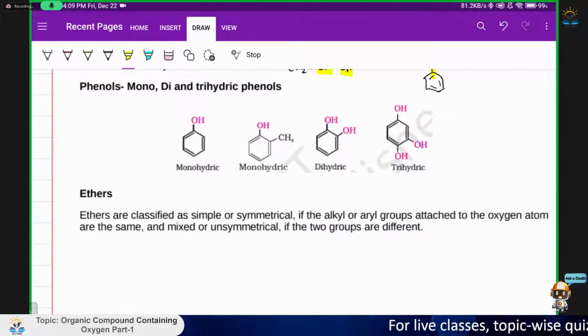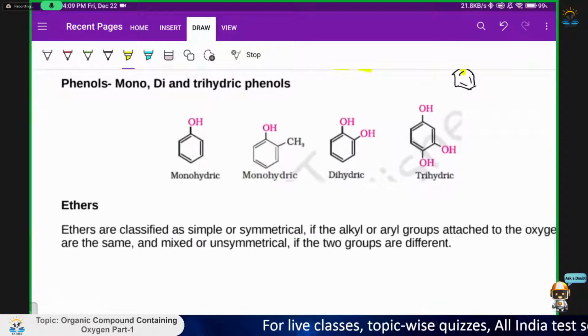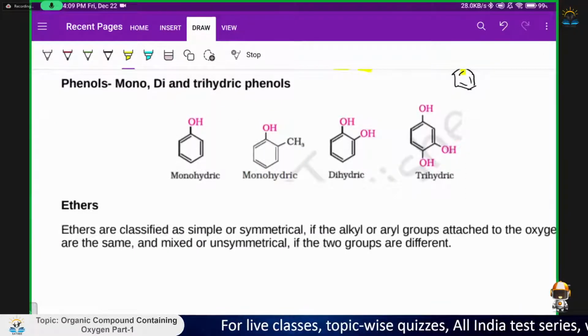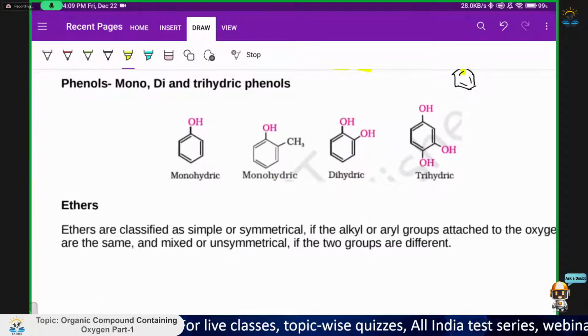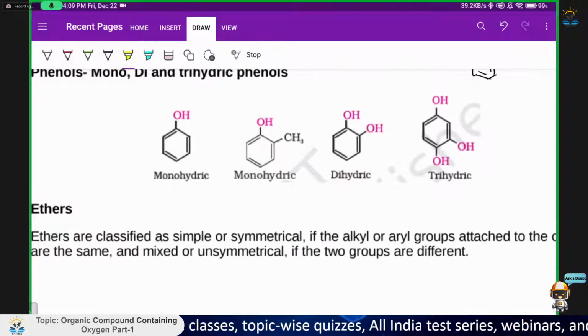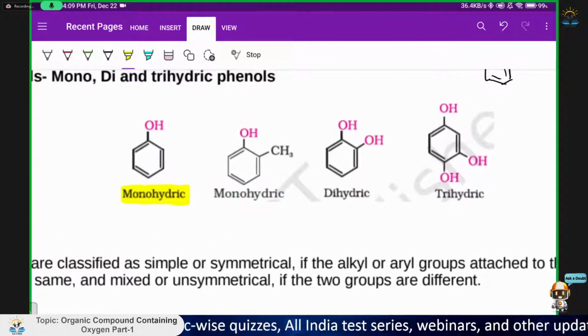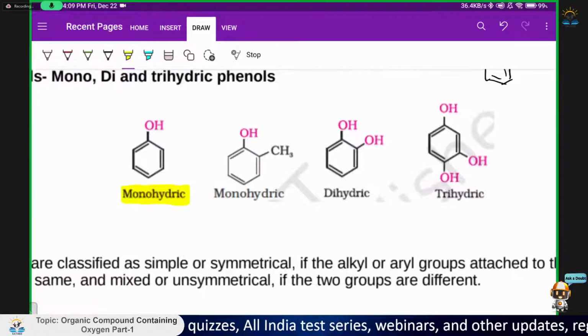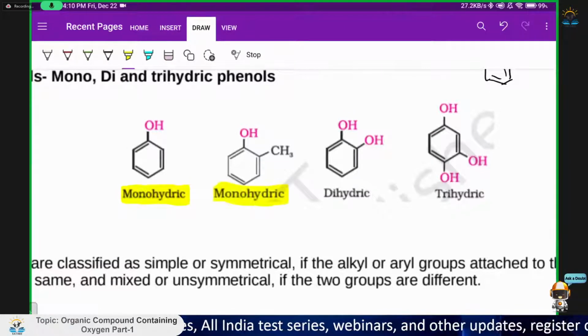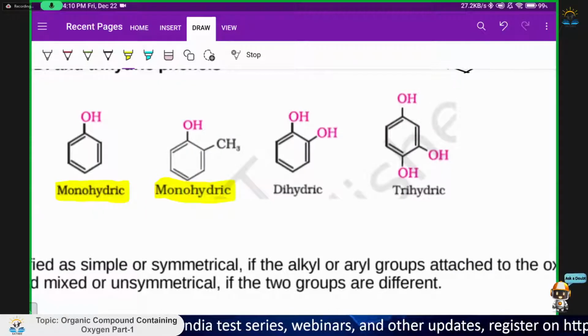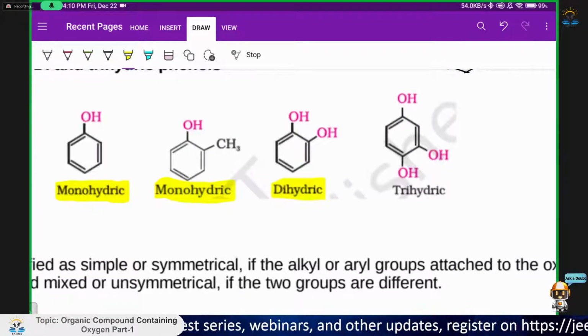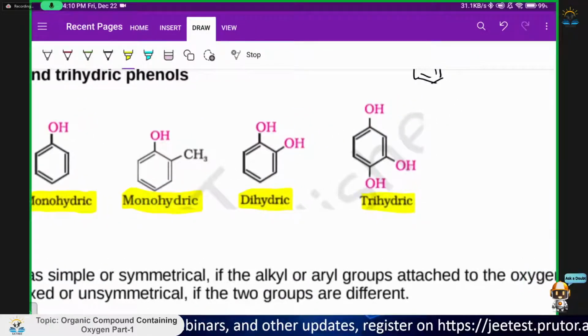Now phenols: mono, di, and trihydric phenols. According to the number of OH groups directly attached to the aromatic ring, we classify phenols again into mono, di, and trihydric phenols. So here we have an example. Phenol is a monohydric alcohol. Here, ortho-toluene, which is also a monohydric alcohol. This is a dihydric alcohol because two OH groups are directly attached to the ring. This is an example of a trihydric alcohol.